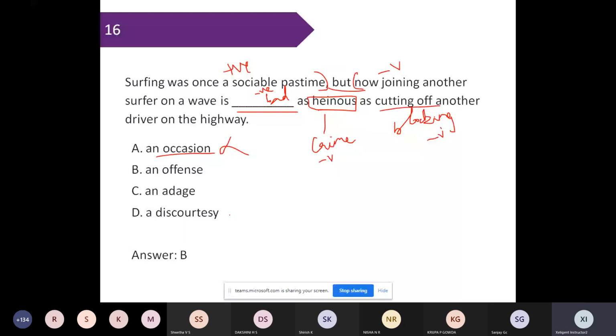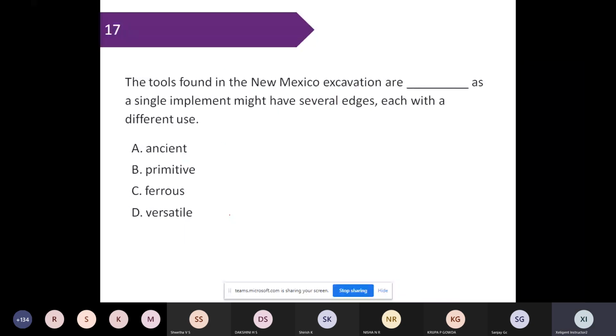The tools found in the New Mexico excavation are blank, as a single implement might have several edges, each with a different use. Now, the second part of the sentence is actually the clue phrase. In a single implement you can find several edges in that tool, and that can be used for various purposes.